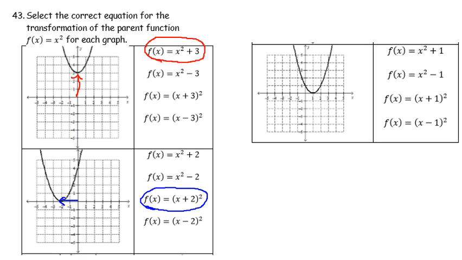And then on the third graph, it went to the right 2, and left and right, to the right 1, and left and right, it's the opposite of what you think. So you would normally think plus 1, but it's the opposite of that, so it's going to be minus 1 inside the parentheses. So there's our answers for 43.